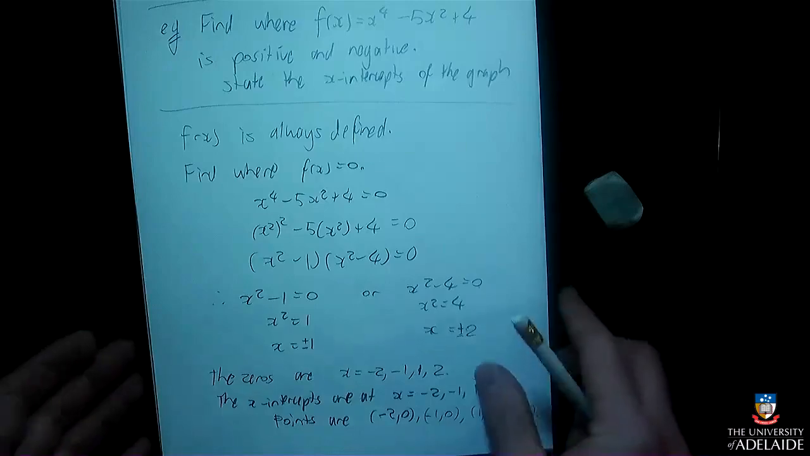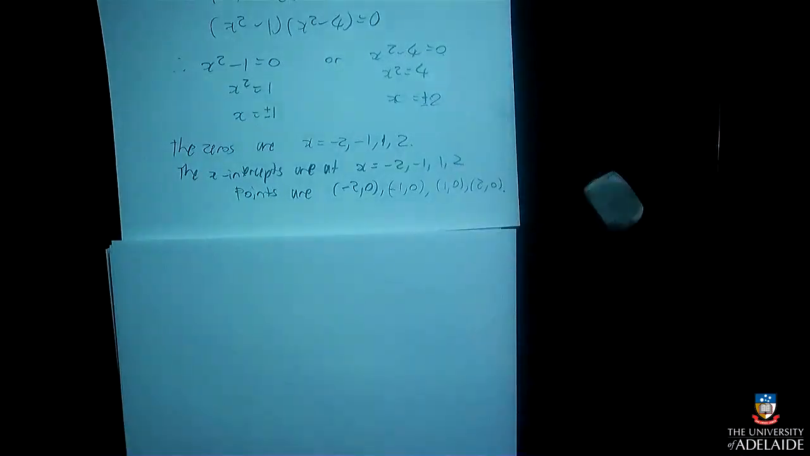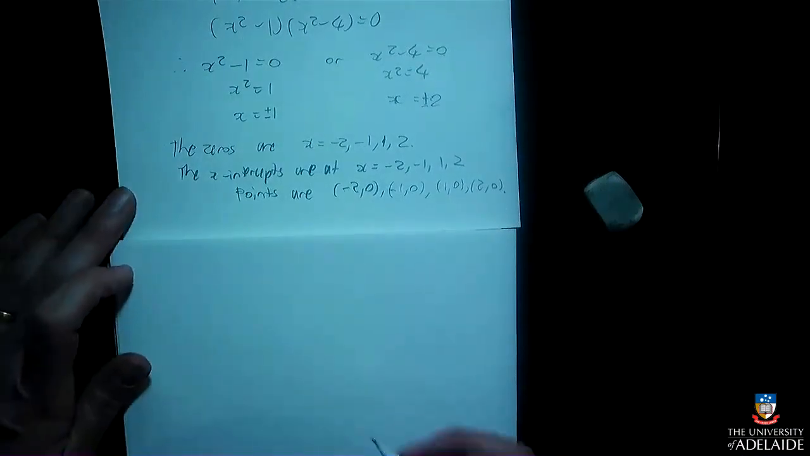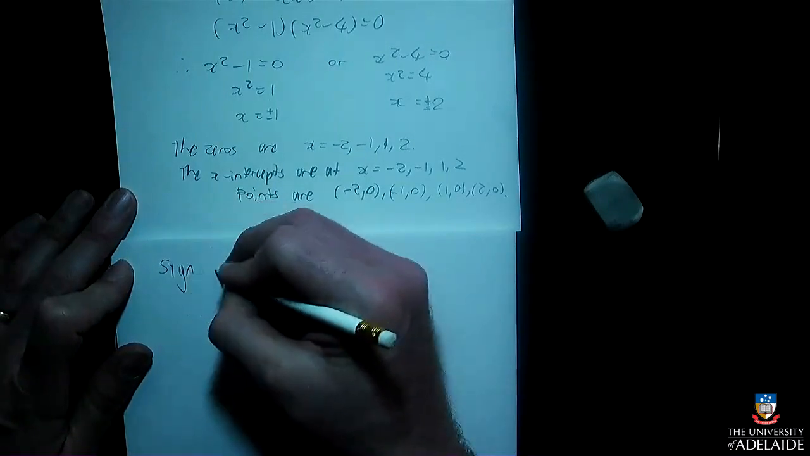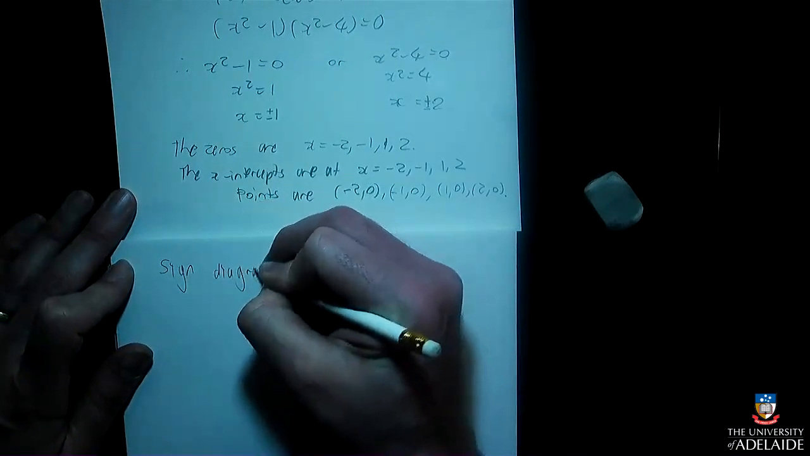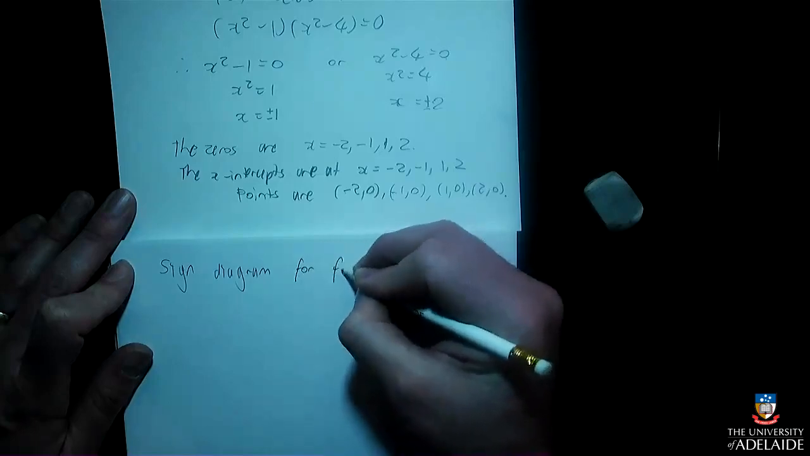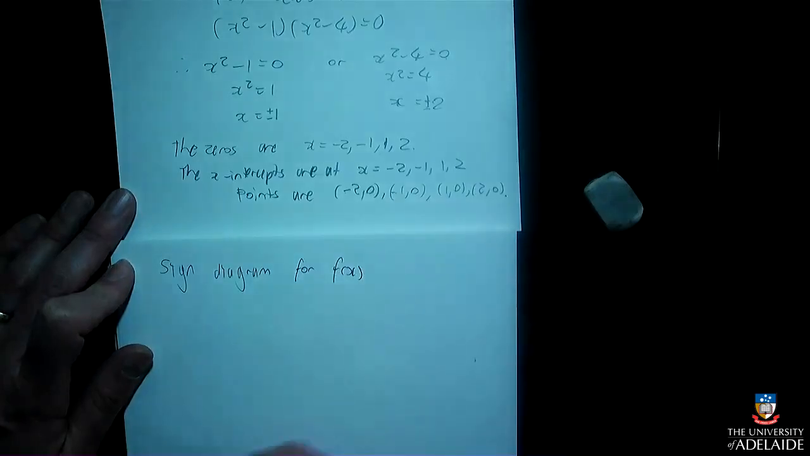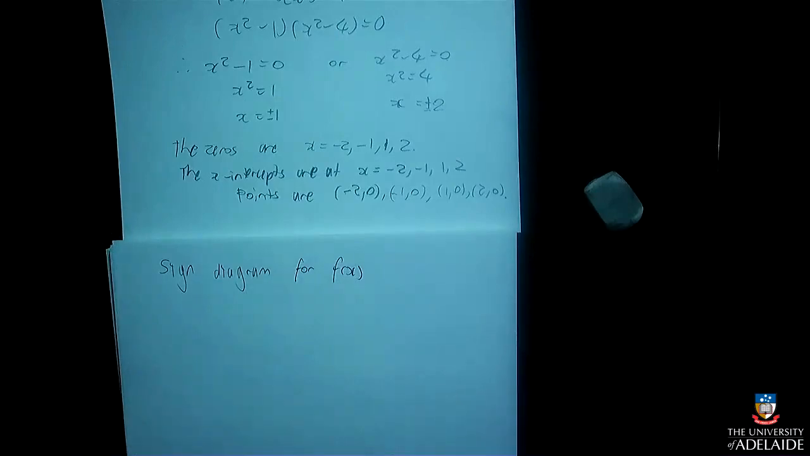Okay, so I found the x-intercepts. Now I need to figure out where it's positive and negative. And I know that between the places where it's 0, it'll be all positive or all negative. And what most people do is they draw what they call a sign diagram for f of x. So you need to say what it's a sign diagram for, because there are other calculations that you might do, and we want to specify that it's the plus or minus of this formula.